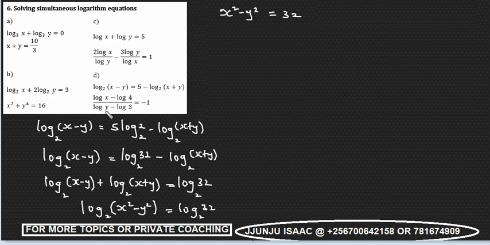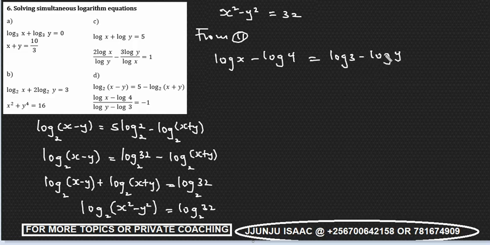Now let us come down to the other equation. I have already simplified this. Now from equation 2, let me cross multiply. So I get log x minus log 4 equal to, now we are multiplying with a negative 1, so this will become a plus and this log y will be negative. So this will be log 3 minus log y. Now here we are dealing with log base 10.